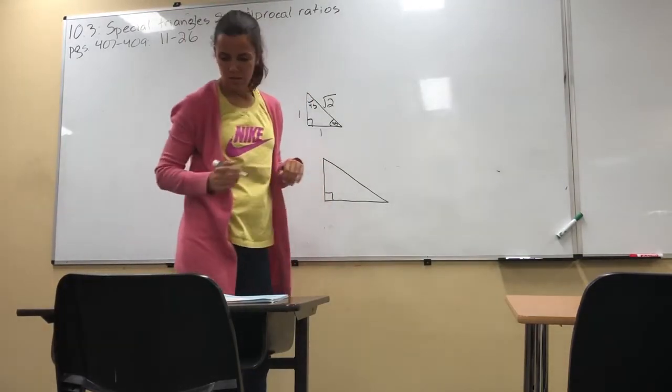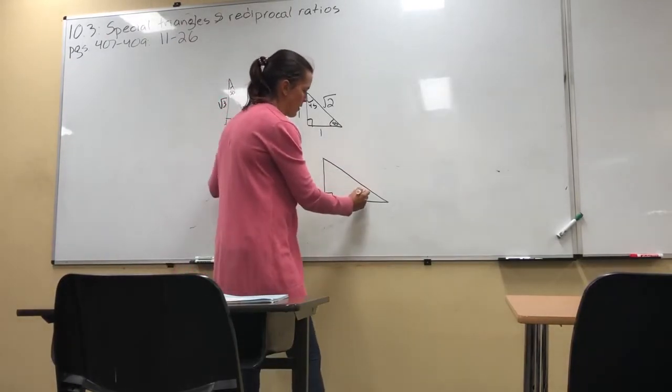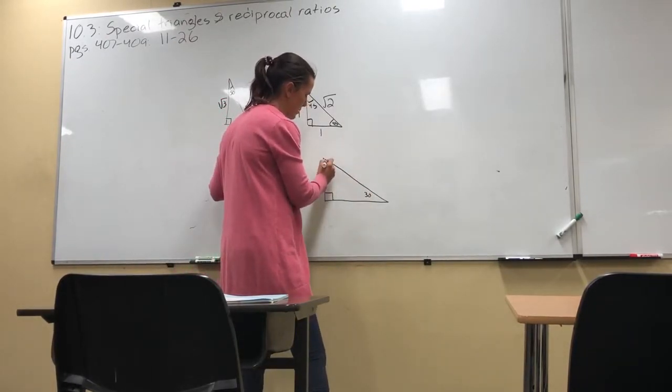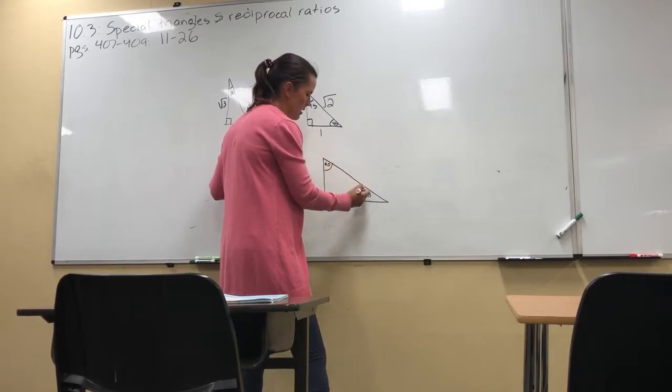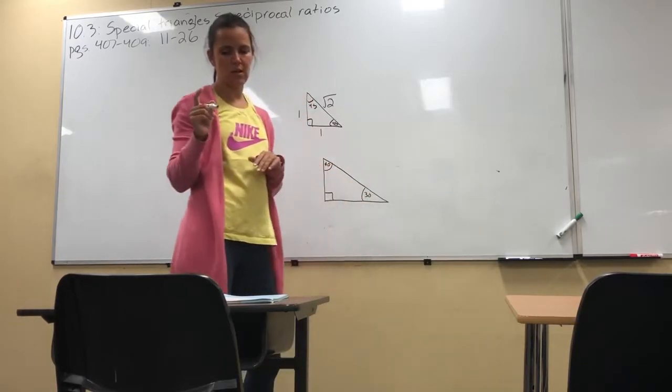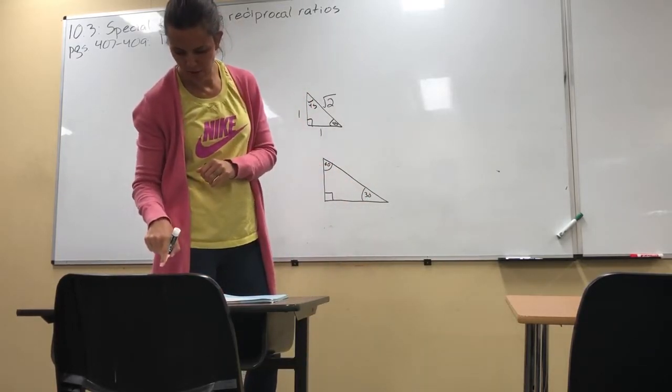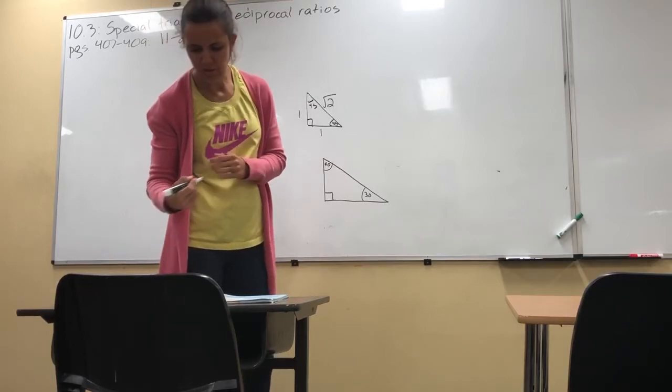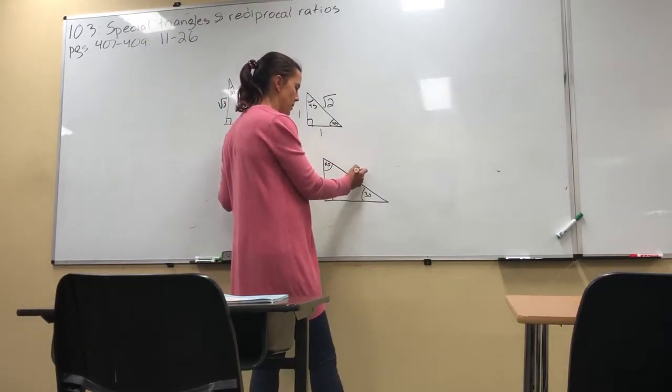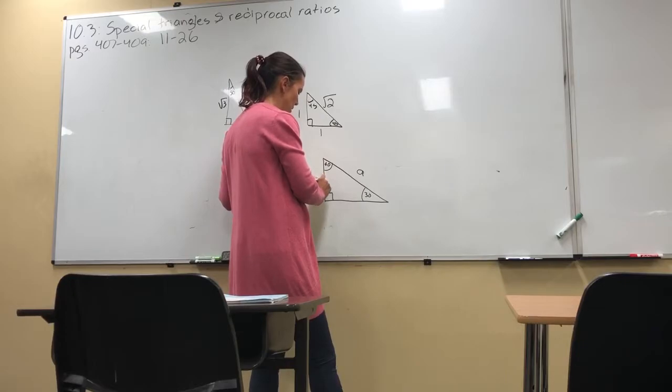Then they're telling us this is 30, this is 60. Now, unfortunately, that's not enough. You have to know at least one side in order to be able to figure out all these values. And sure enough, they actually give us 2 of the sides. They give us 9, they give us 8.